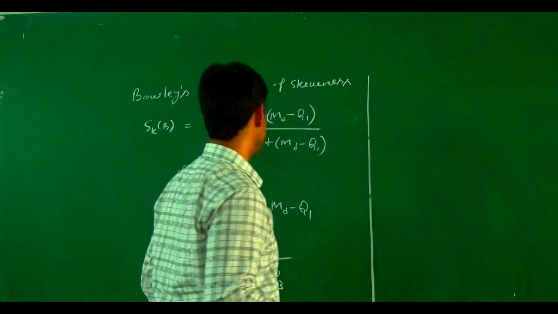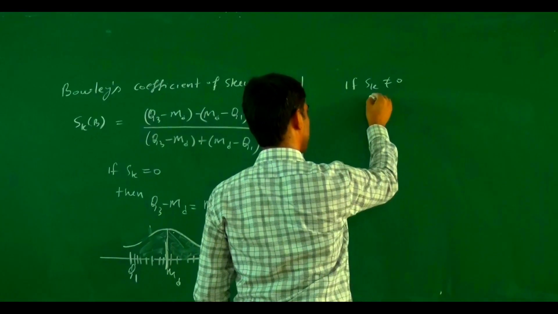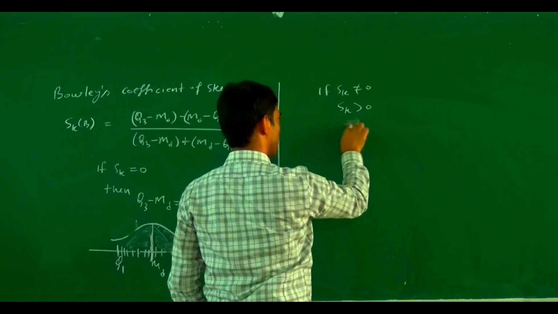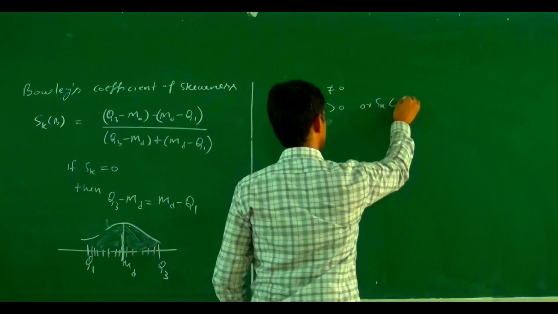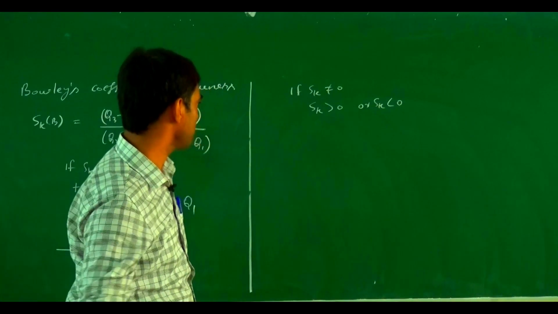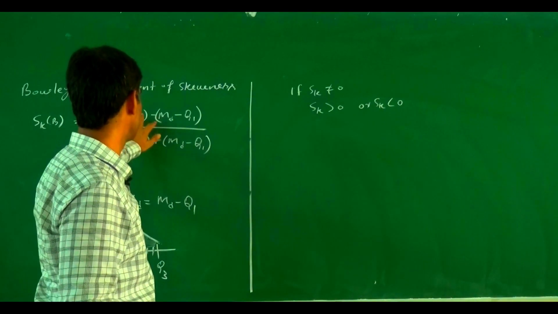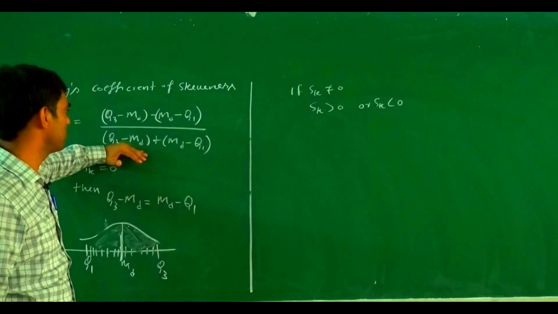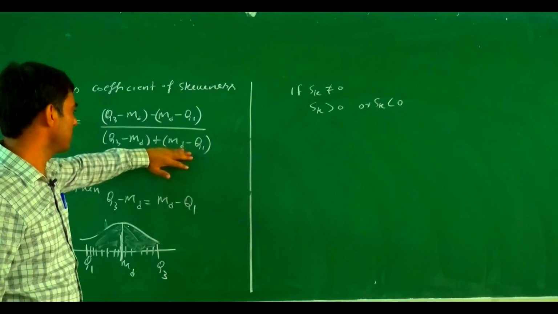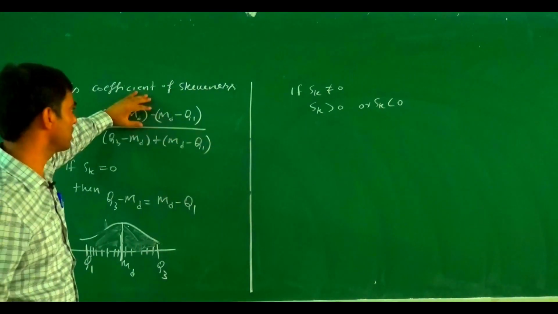What will happen if Sk does not equal 0? Either Sk is greater than 0 or Sk is less than 0. If Sk is greater than 0, then Q3 minus Md is positive, and Md minus Q1 is positive. So the denominator is always positive, and the sign depends only on the value of the numerator.